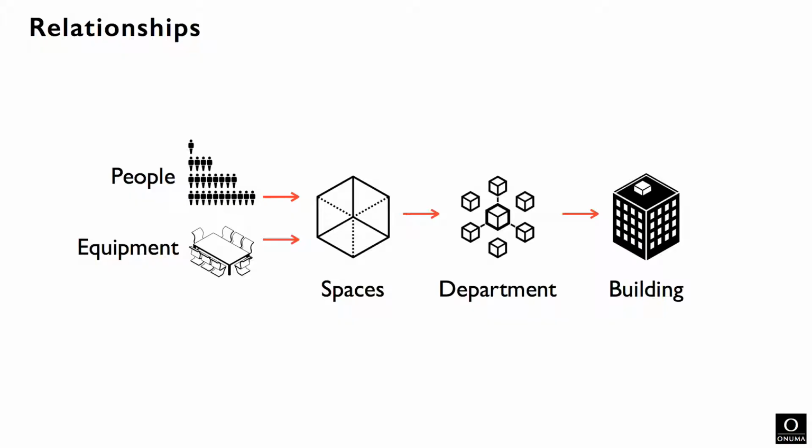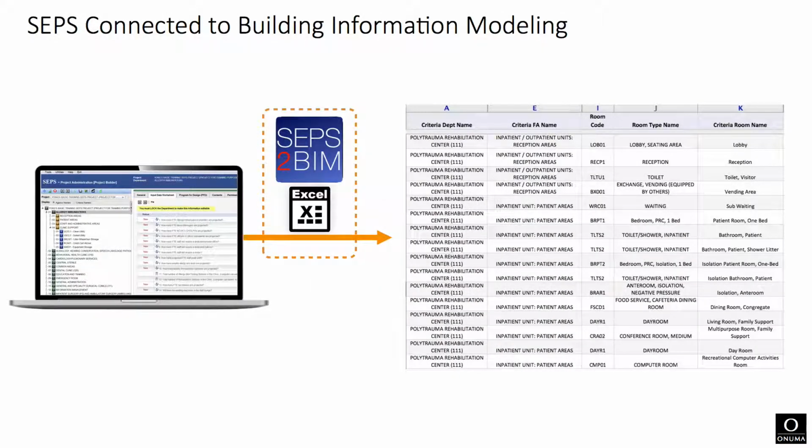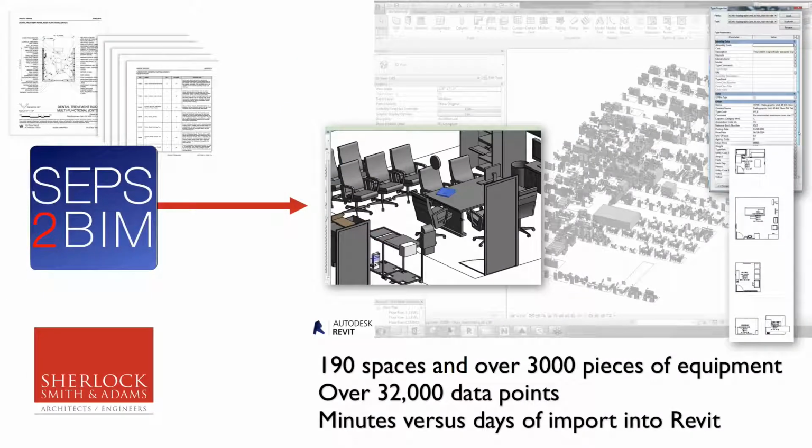So let's review what you just showed. You basically had the requirements from the owner as a SEPS output. How big was this project? I think you mentioned it. That was about a 50,000 square foot clinic, about just under 200 spaces in that project. Okay, 200 spaces and thousands of pieces of equipment with attributes associated with it that came from SEPS.